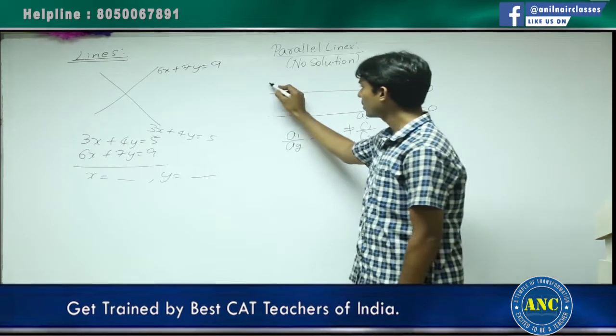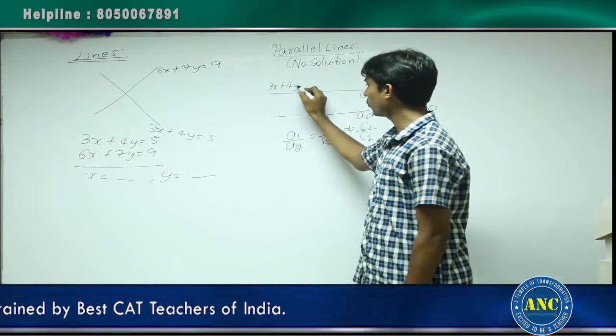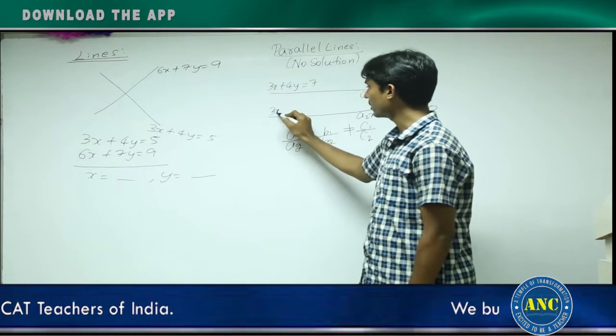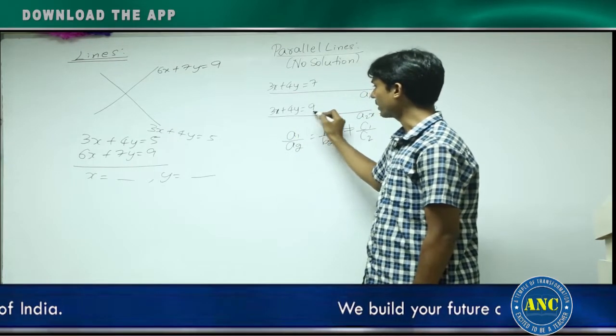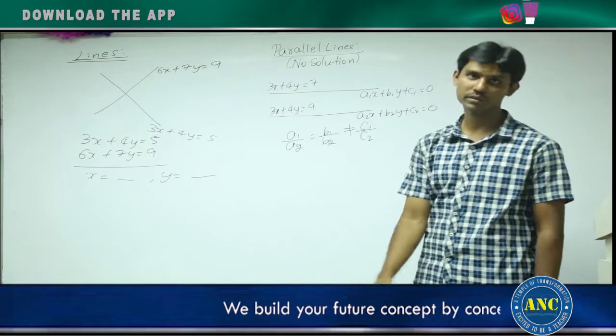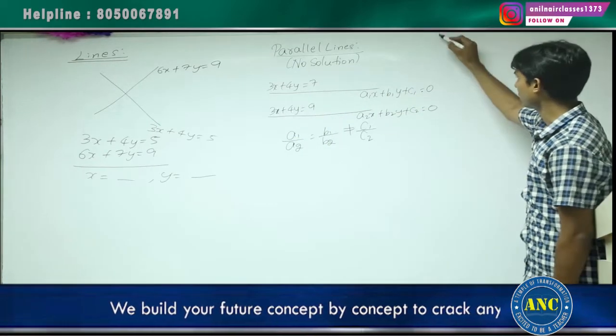For example, suppose this is 3x plus 4y equal to 7 and this is 3x plus 4y equal to 9. They both are parallel lines. That is a parallel line.